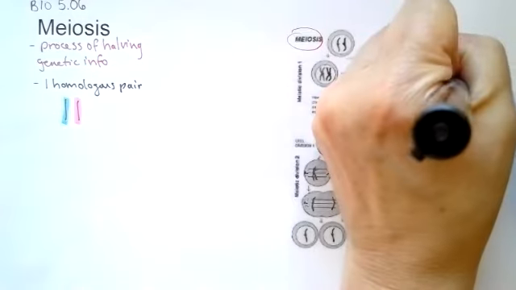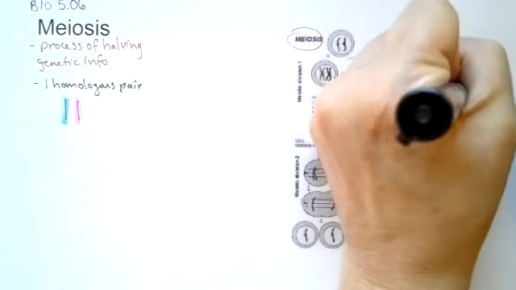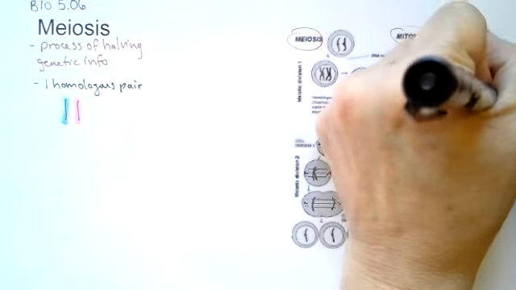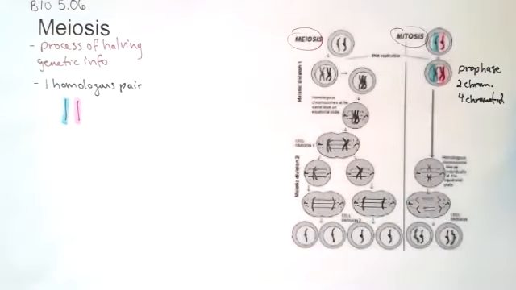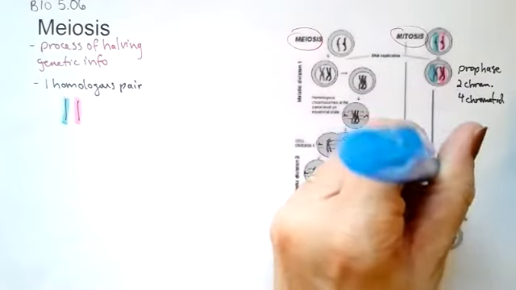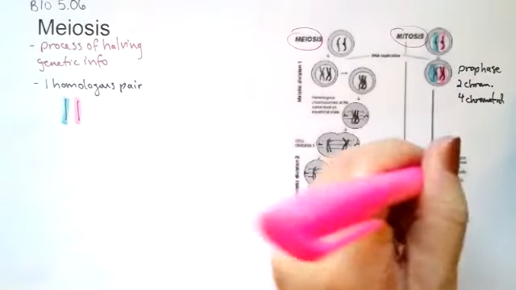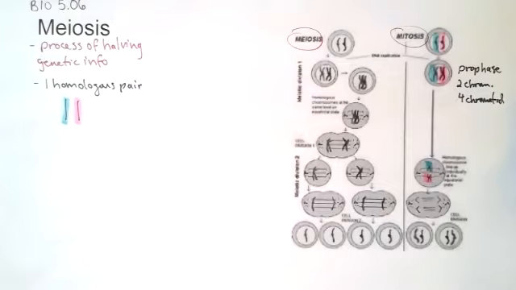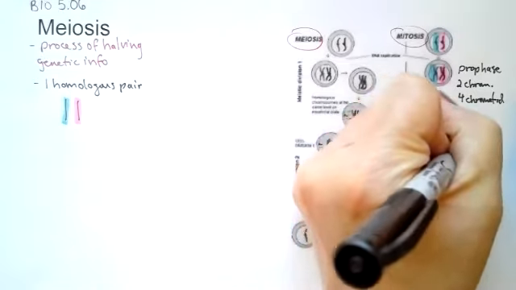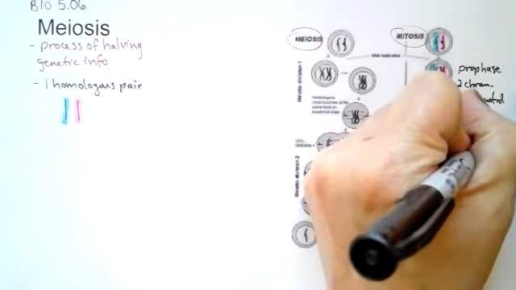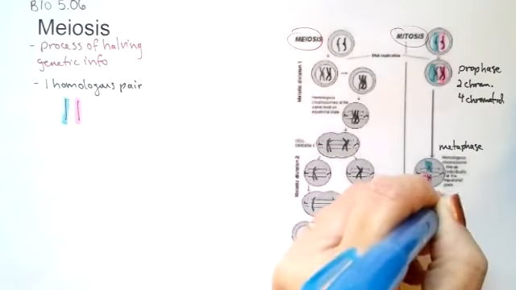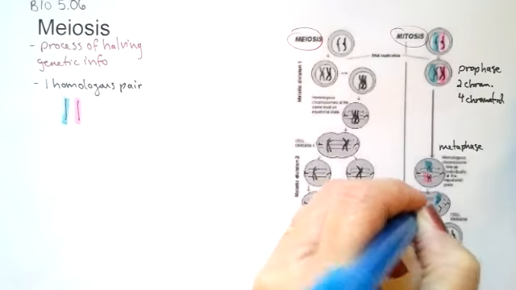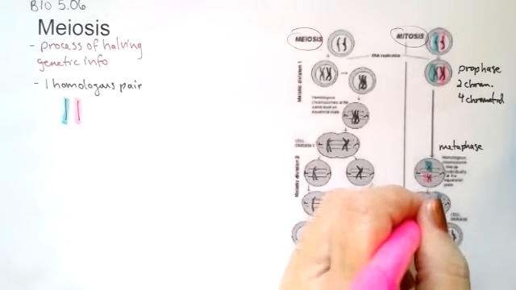Did you say 2 chromosomes? If you did, that would be correct. But I've got 4 chromatids because they're copied. Now I'm lined up in the middle. What phase is that going to be? Good, metaphase. Here I have the blue pair being pulled apart, and the pink being pulled apart.